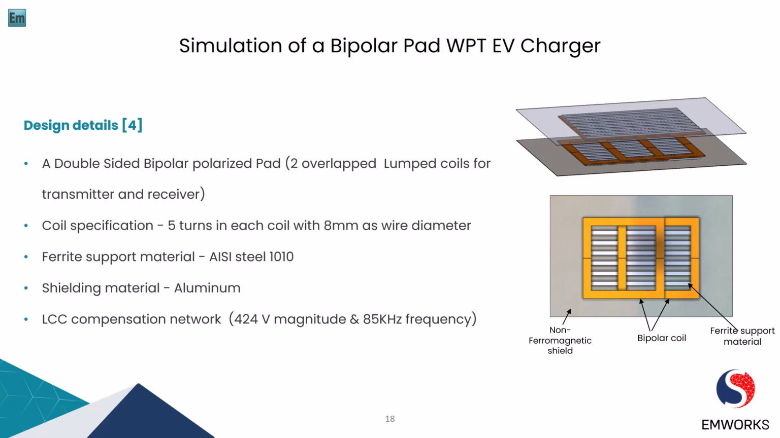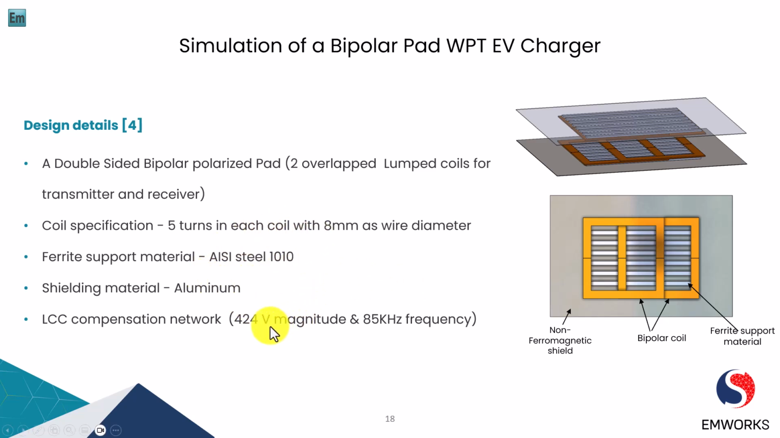So in this simulation, we will be focusing on the design of a wireless power transfer system using a double-sided bipolar pad topology. The system comprises two overlapped lumped coils on both the transmitter and receiver side, with each coil consisting of 5 turns of wire with an 8 mm diameter. The ferrite support material is made up of AISI steel, and an aluminum shielding is added for extra protection.